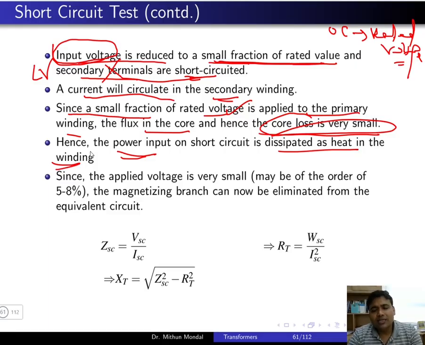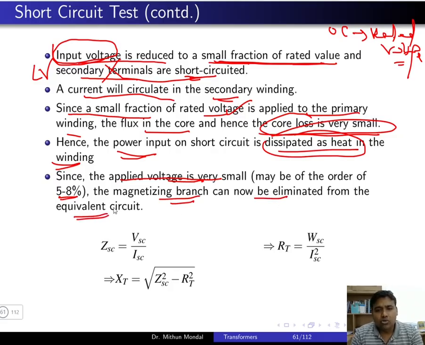The short circuit current flowing in the winding is dissipated in the form of heat, and that is the major amount of loss. Since the applied voltage is very small, we keep the voltage at about 5 to 8% of the rated value. The magnetizing branch can now be eliminated from the equivalent circuit. The magnetizing branch means basically the shunt parameter, so we are going to neglect it, because the input voltage is very small.